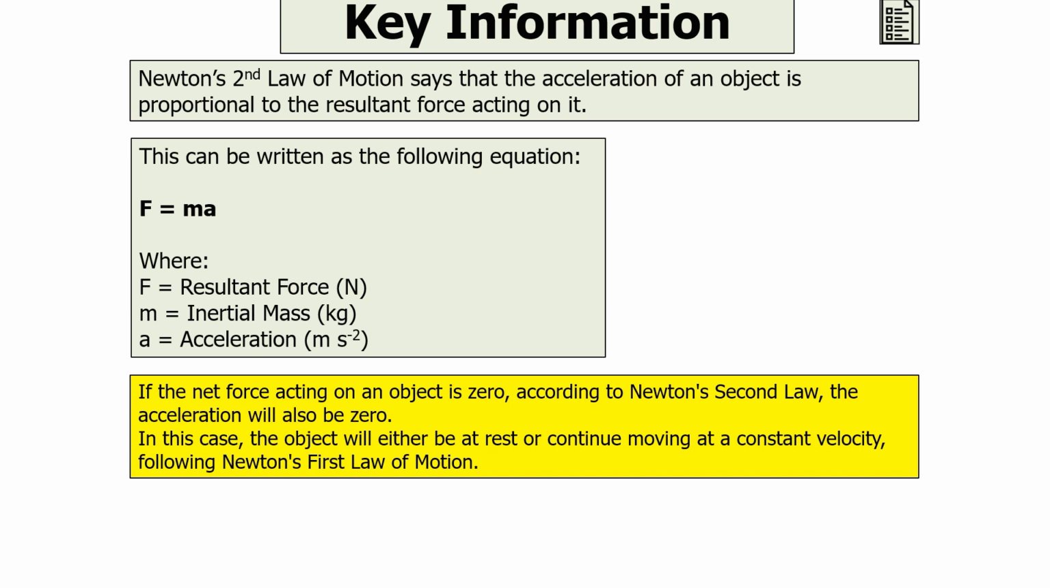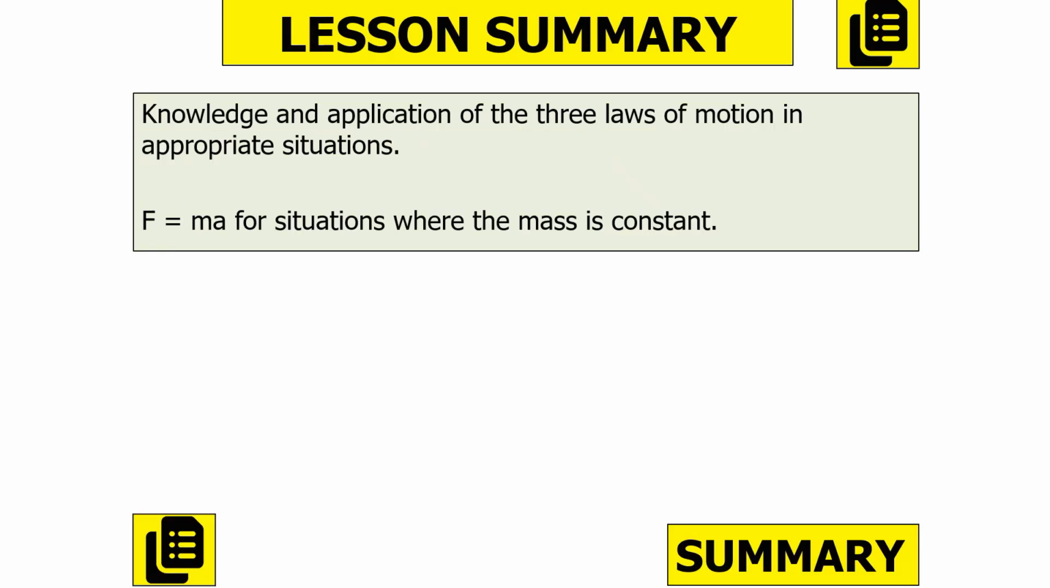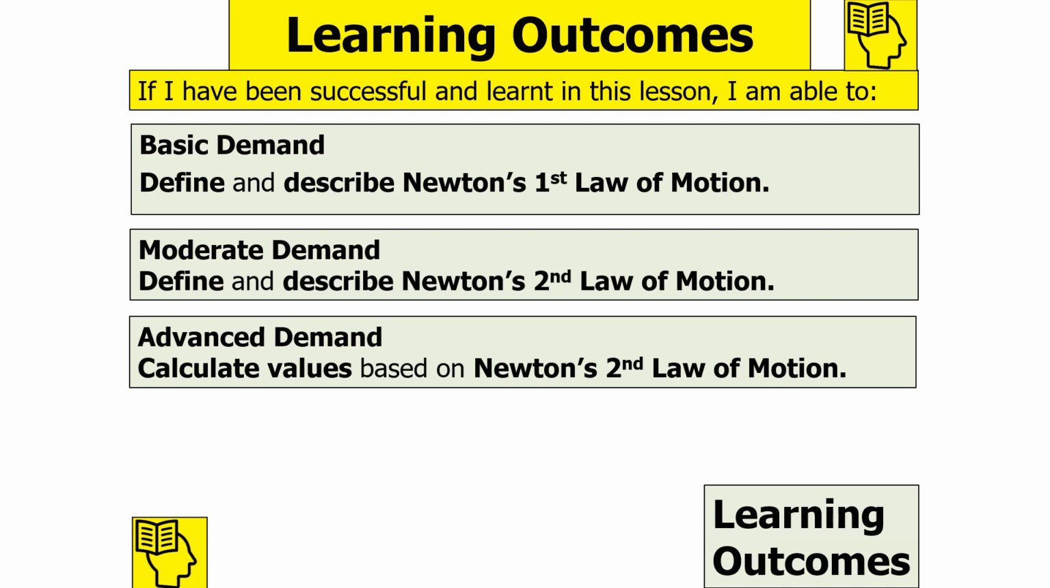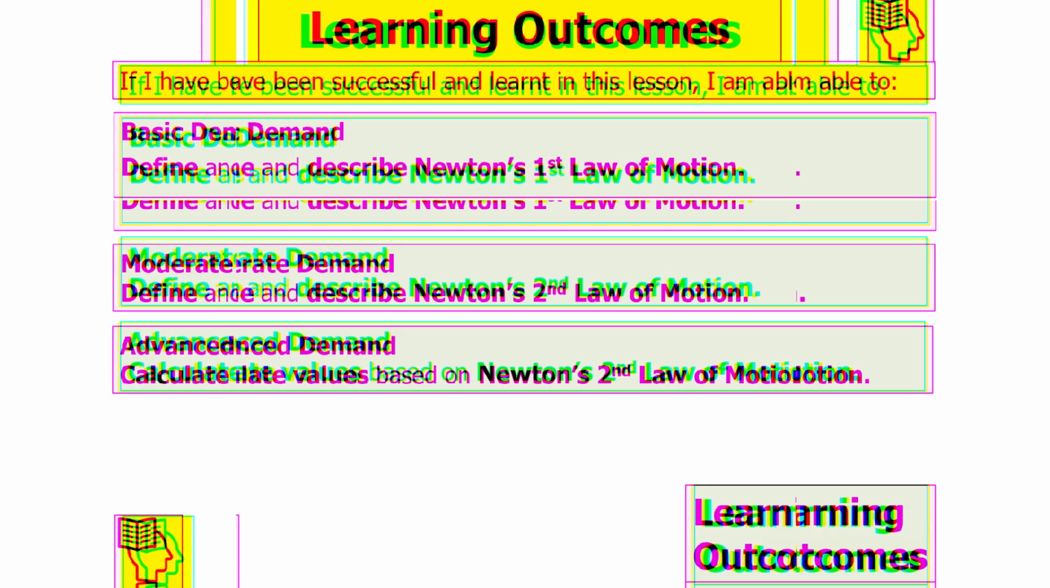So in this case, the object will either be at rest or continue moving at a constant velocity, following Newton's first law of motion. So if we've learnt in today's lesson, we should have knowledge and applications of the laws of motions in appropriate situations, and we use F equals ma for situations where the mass is constant. So if we've been successful and we've learnt in today's lesson, we should be able to define and describe Newton's first law of motion, define and describe Newton's second law of motion, and understand how to calculate values based on Newton's second law of motion.